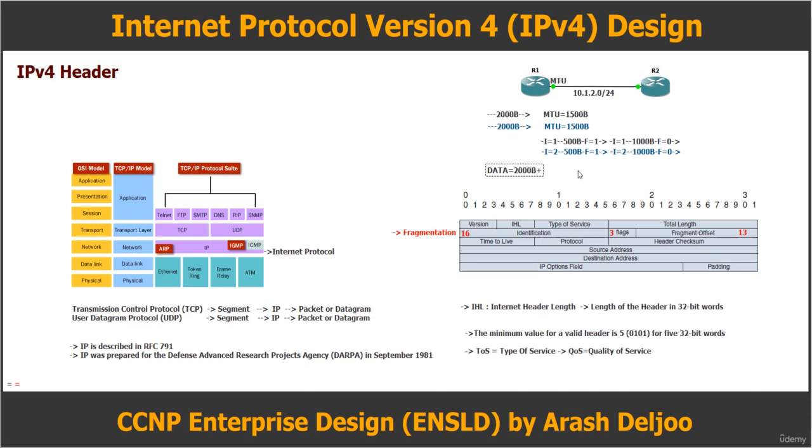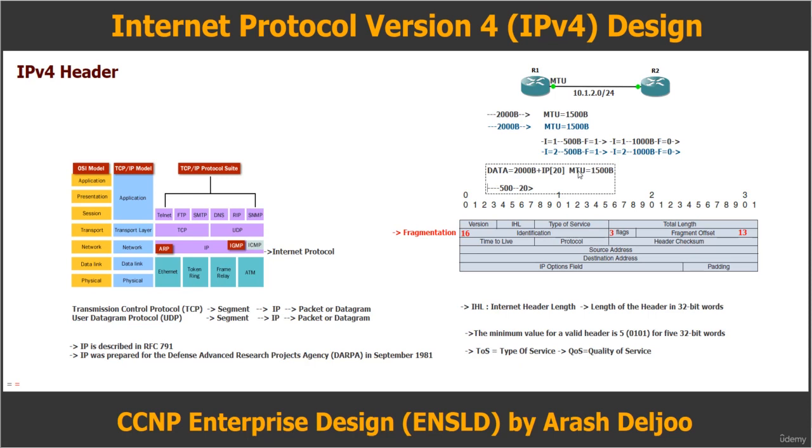Okay, and also we have the IP header. The IP header has 20 bytes. When you want to send this traffic and the MTU is 1500 bytes, we need to do fragmentation. Because of that, now we have two packets. The first packet is going with the size of 500 bytes of data and also 20 bytes of the IP header, and the total length is equal to 520 bytes.